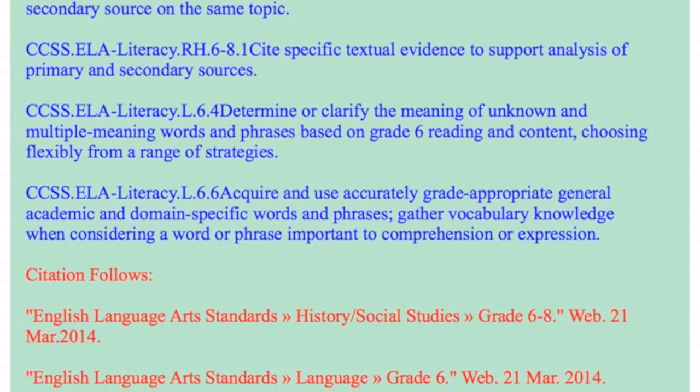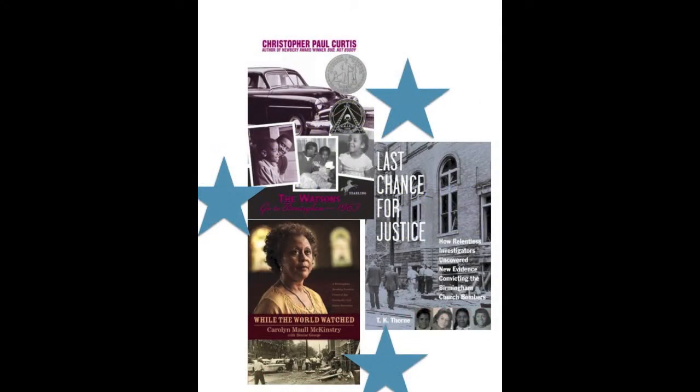3 novels will be used to help explain to students the lesson. The Watsons Go to Birmingham, 1963, by Christopher Paul Curtis. Last Chance for Justice: How Relentless Investigators Uncovered New Evidence Convicting the Birmingham Church Bombers, by T.K. Thorne. While the World Watched: A Birmingham Bombing Survivor Comes of Age During the Civil Rights Movement, by Carolyn McKinstry. Jennifer is now going to talk about the 3 books we chose to accompany our unit lesson plan.